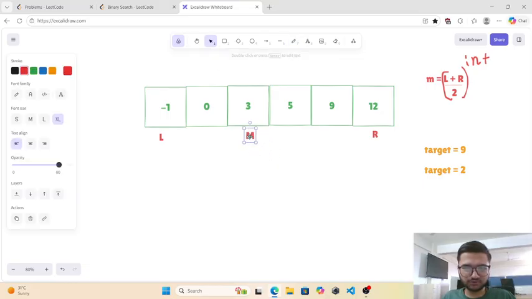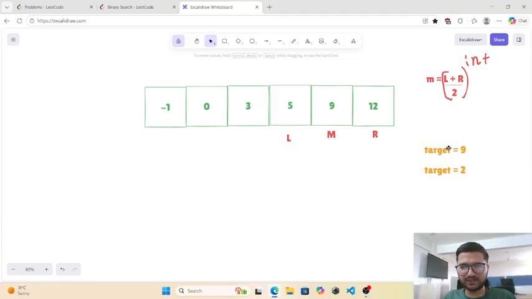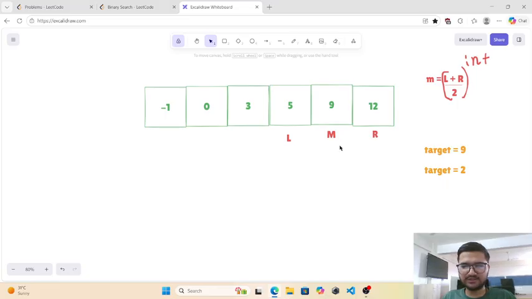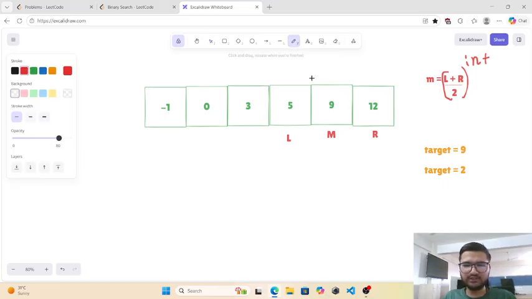Then m is 2, and our first target is 9. Then 9 is greater than 3, so we move L to m plus 1. The second time, middle is L plus R divided by 2, where L is 3 and R is 5. Then 5 plus 3 is 8, and 8 by 2 is 4. We move m to index 4 and check if m equals 9. Yes, the value matches 9, so we return its index. M is 4, so we return the value 4.